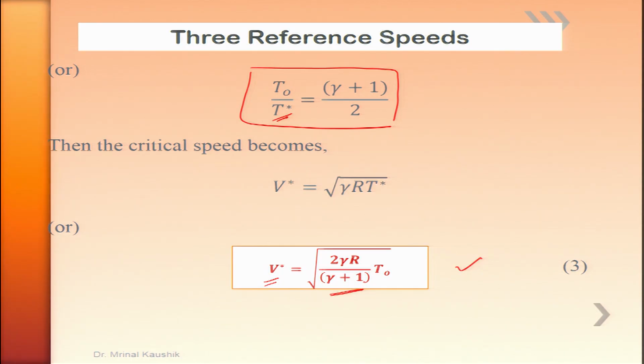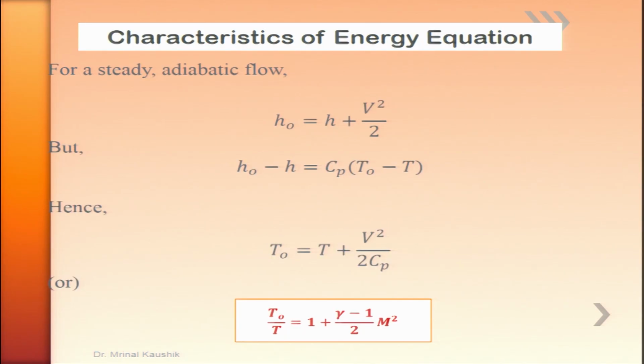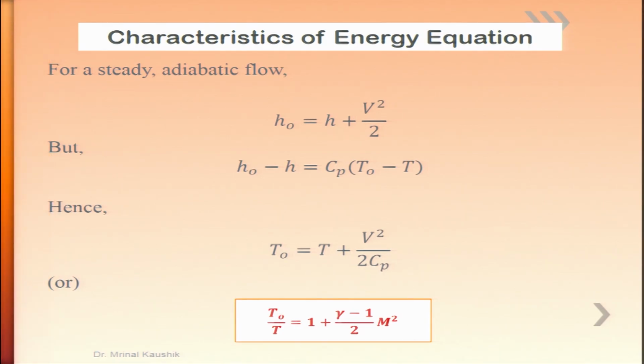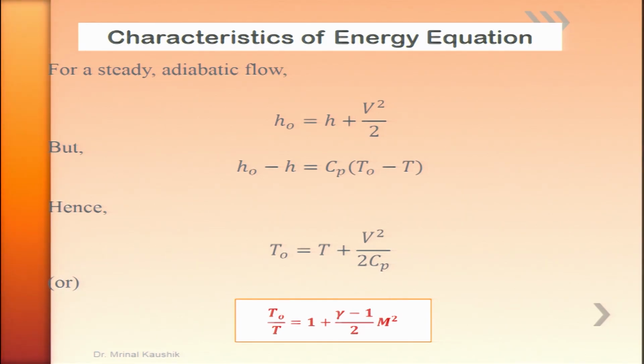One must be careful in this exercise, and we must be aware of the difference between these two conditions. The previous condition was for T equal to 0, that is the flow is expanded when the temperature is 0. However, here the flow is expanded to Mach 1. Now, having these reference speeds in mind, let us see what the characteristics of the energy equation say.